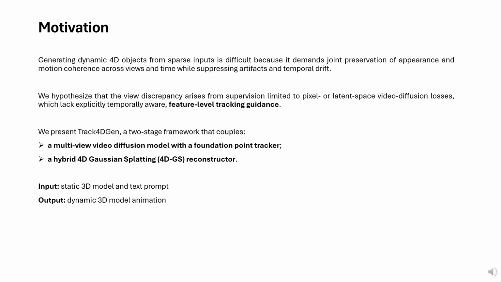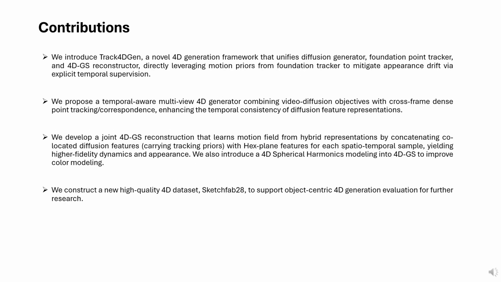We present Track 4D Gen, a two-stage framework that couples a multi-view video diffusion model with a foundation point tracker and a hybrid 4D Gaussian splatting reconstructor. The central idea is to explicitly inject tracker-derived motion priors into intermediate feature representations for both multi-view video generation and the 4DGS reconstructor. We highlight our main contributions as follows.